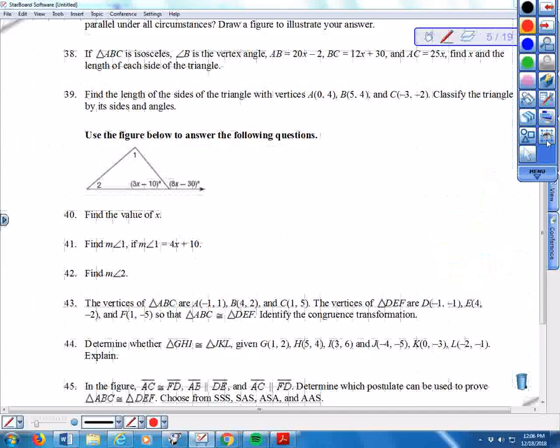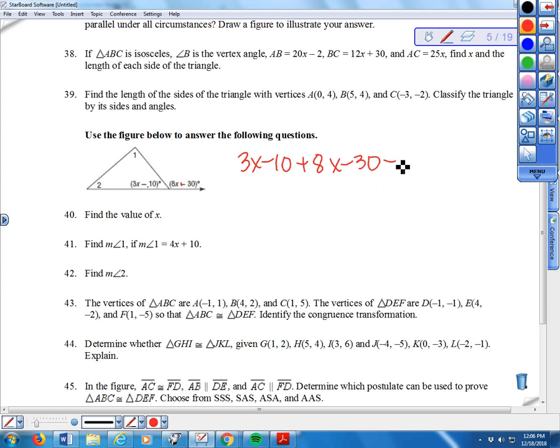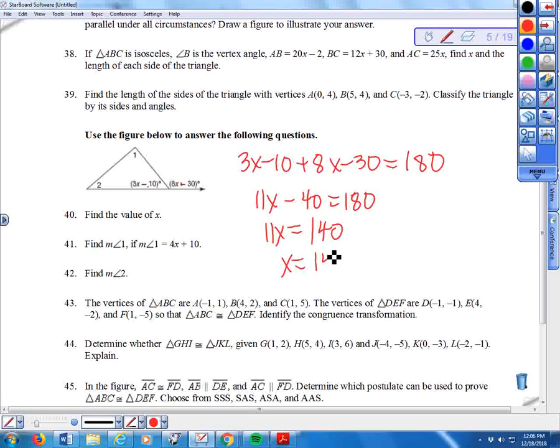Use the figure below to answer the following questions. Find the value of x. Well, these two added together are 180, right? I guess I'm going to write in red for a minute. 11x minus 40 equals 180. 11x equals 140. X equals 140 over 11. It's kind of ugly.